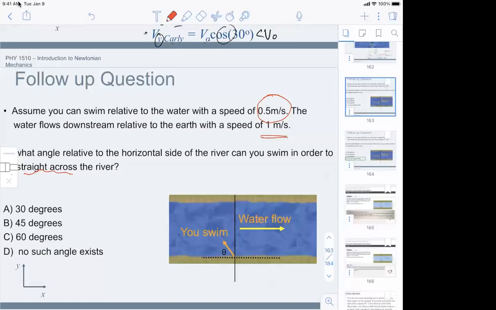Okay, let's vote for another 10 seconds for everybody to finish the voting. Okay, I'm going to go ahead and close the poll.